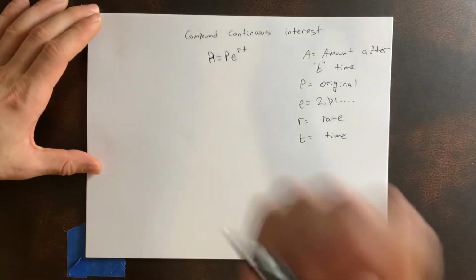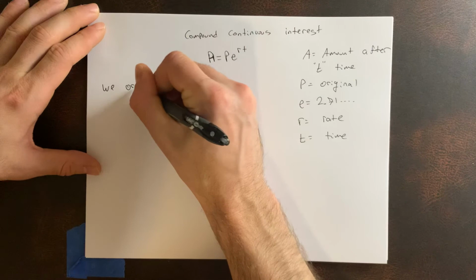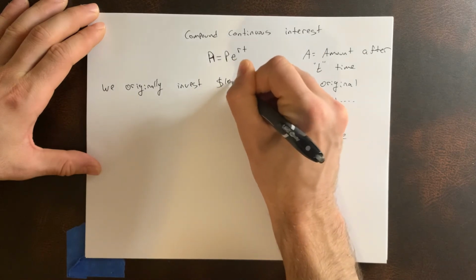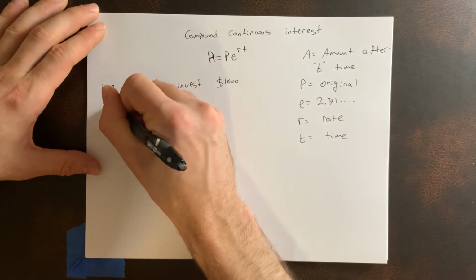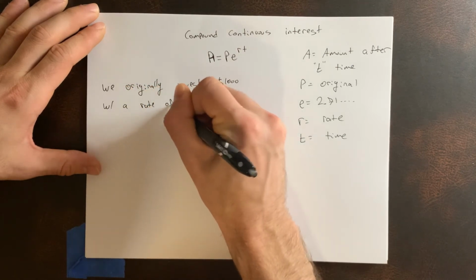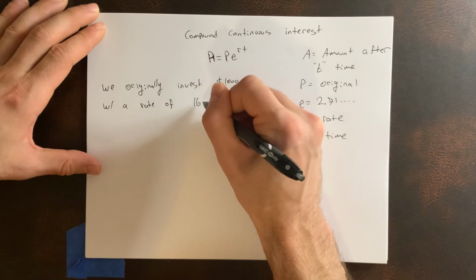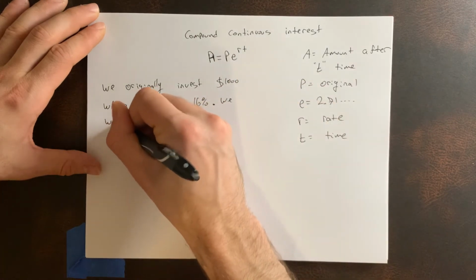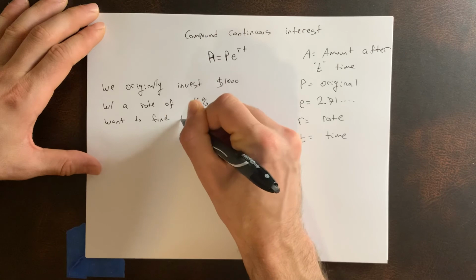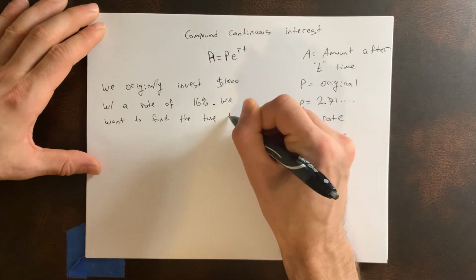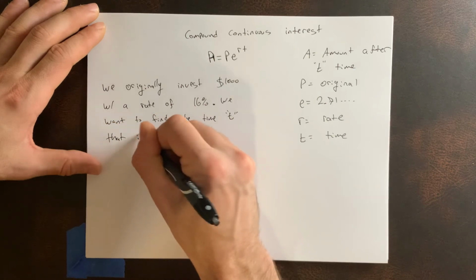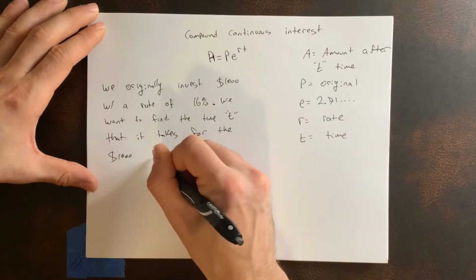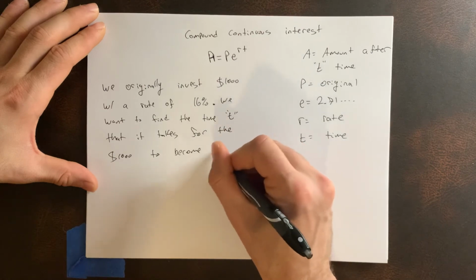So for example, say we have a problem. We originally invest $1,000 with a rate of 16%, and we want to find the time, t, that it takes for the $1,000 to become $15,000.